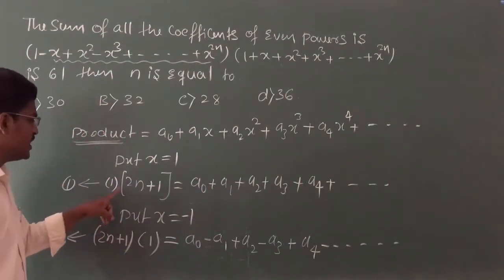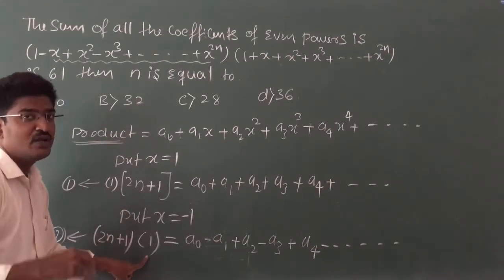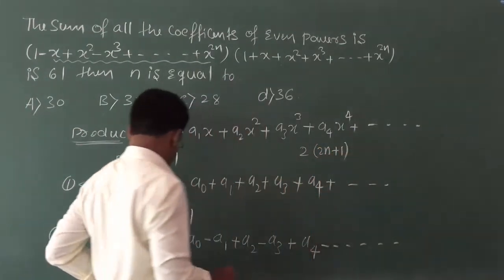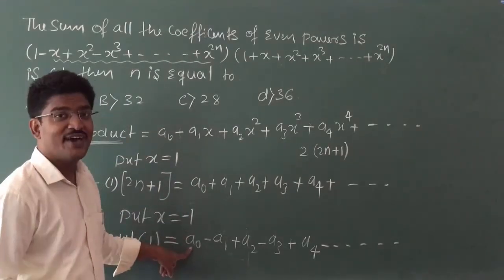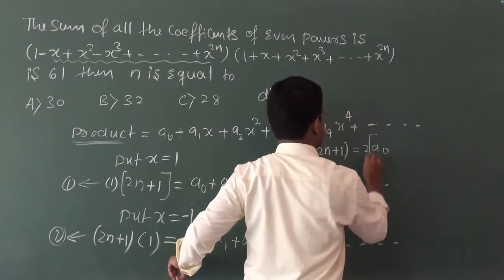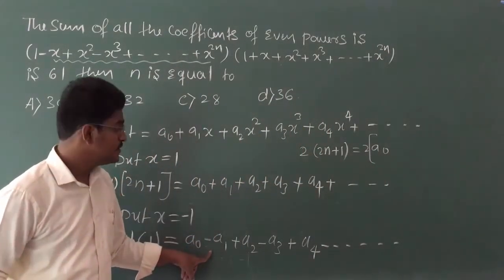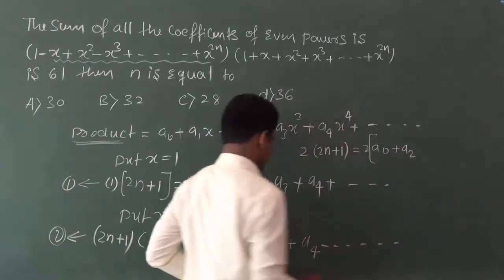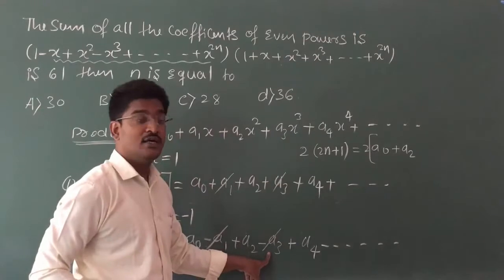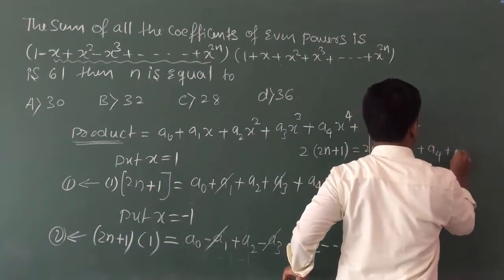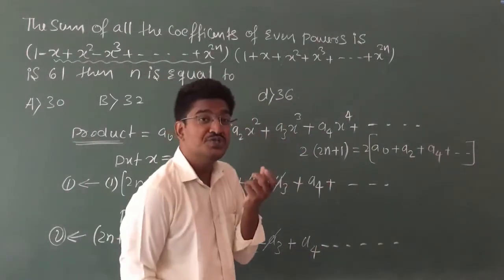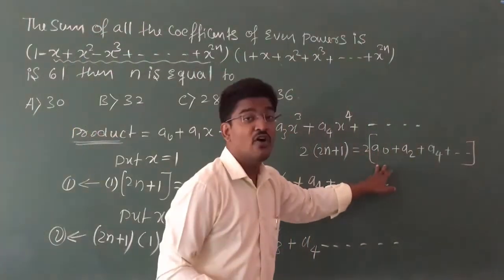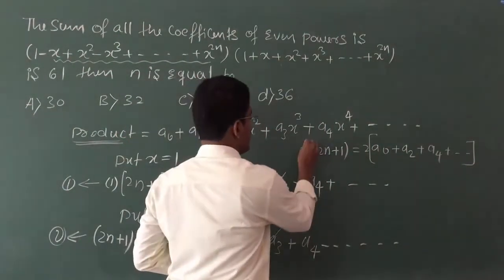If I add these two, 1 into 2n plus 1, 2n plus 1 into 1 will be nothing but 2 times of 2n plus 1. 2 times of 2n plus 1 will be equal to what? a0, a0, if I add, it will be 2 times a0. These two terms will get cancelled. a2, a2, 2 times a2, 2 will be outside, so I will write a2. Again, a3, a3 will get cancelled, 2 times a4 plus so on. Clear? So you can observe that clearly this is the sum of even number coefficients. Clear? So that's why I can cancel 2 and 2.